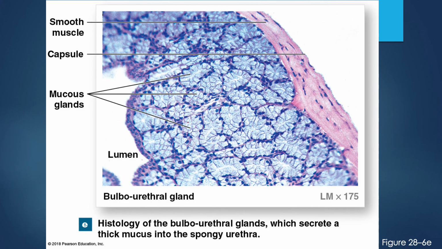Figure 28.6 should probably feel a little bit familiar to you because this is histology that you know from our previous study in Chapter 4. So if you look at this image, what you see are these big mucus glands, and they look very much like our goblet cells, which produce mucin. So these mucus cells are producing that mucus material that is deposited into the spongy urethra by the bulbourethral glands.